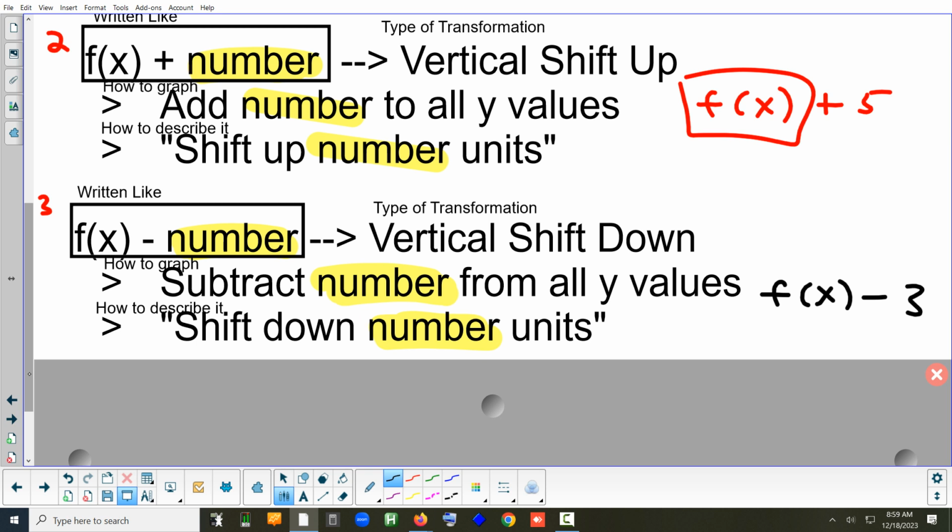So then I'd say, okay, that's going to be a shift down. Now I look at my number, 3. It's going to shift down 3 units. So that's how you use this chart. You look at your problem, and you try to match it to what's in the box. And then it tells you what to do from there. But you've got to match it to a box first.